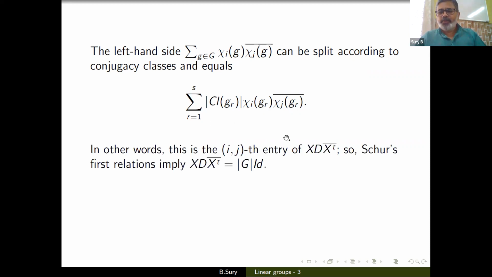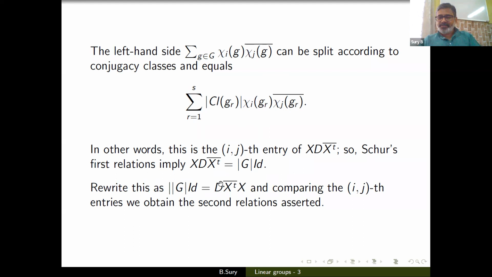In other words, when you look at this, what is the ijth entry of x d x transpose bar? It is simply this. Remember, d was the diagonal matrix whose entries are the cardinality of the conjugacy class of g1, etc. That diagonal matrix. And x is the character table chi i of gj. So when you multiply x d x transpose bar, the ijth entry is this. So Schur's first relations, we know, are simply giving this.